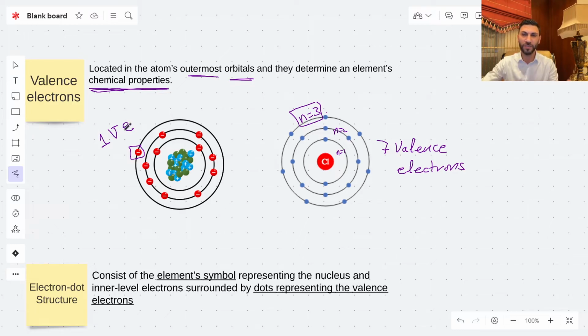It's simple. The valence electrons are the electrons in the outermost shell orbital of the atom, and they determine the chemical properties. For example, this atom is a metal. We will check this when we study the periodic table. This atom here is a gas, and it's a halogen gas, and it has 7 valence electrons. So those valence electrons determine the chemical properties of the element.